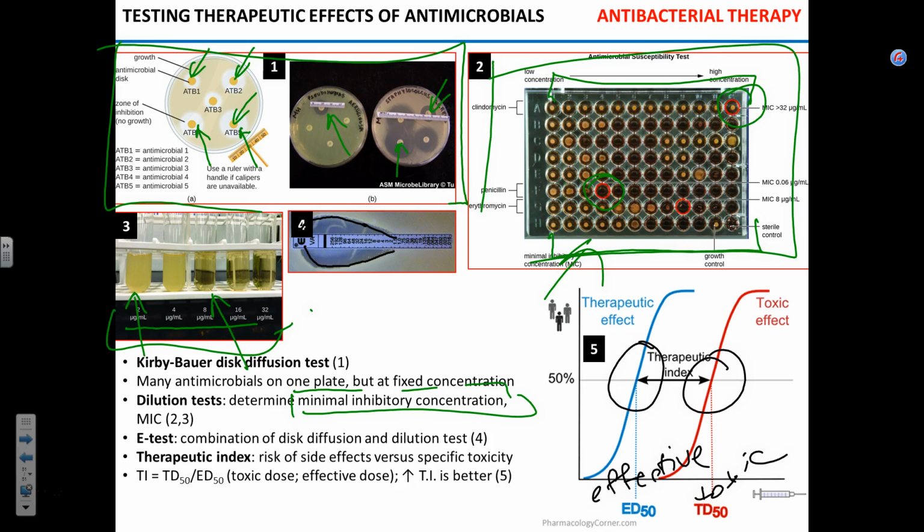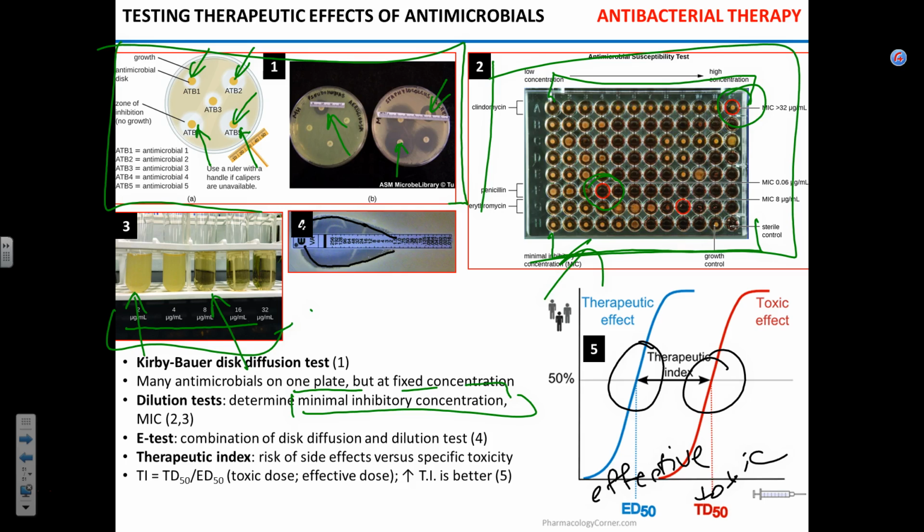Are those terms clear? Okay, do you understand me? Two different doses. So toxic dose means 50% of patients have certain toxic side effects. Effective dose means 50% of patients are successfully treated at this dose. Therapeutic index is the ratio between toxic and effective dose.